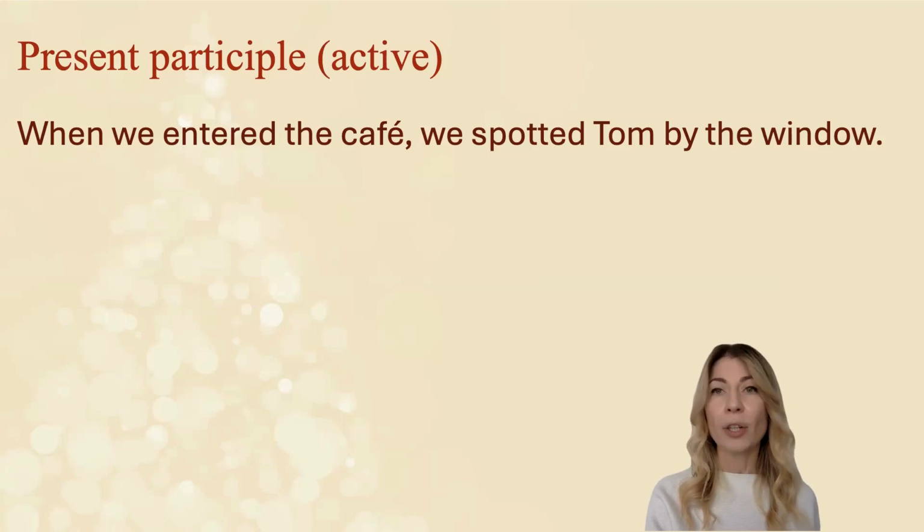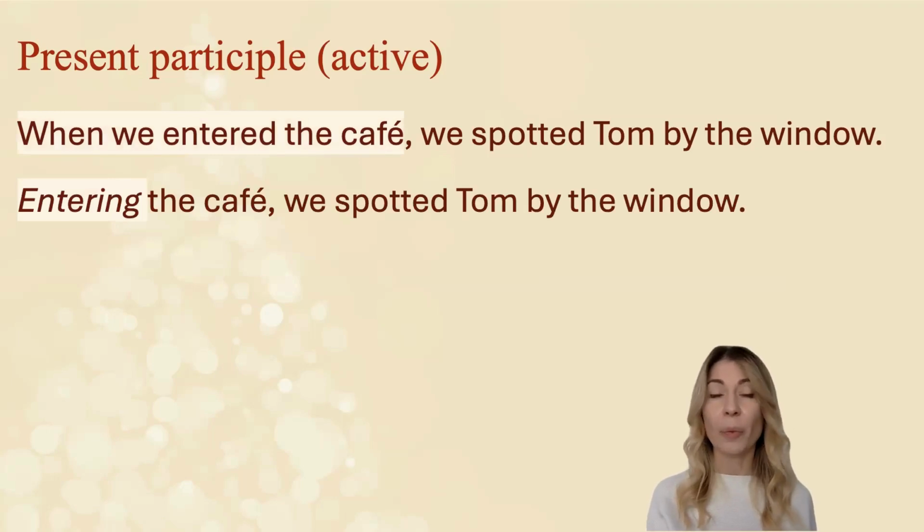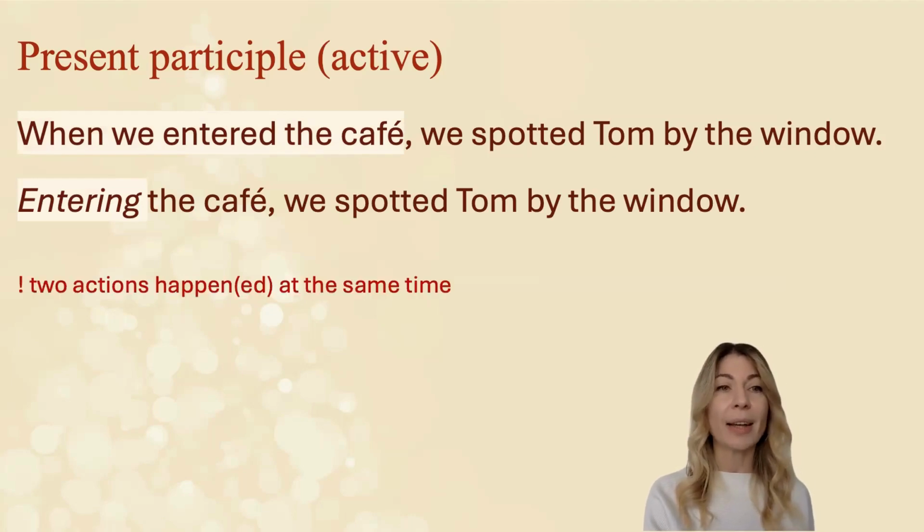So these two actions happened at the same time. Instead of using this dependent clause, when we entered the cafe, we can simply say, entering the cafe, we spotted Tom by the window. This is the present participle active, and you can see that two actions happened at the same time. This is quite essential. So just keep in mind, if two actions are happening or will happen or happened or usually happen at the same time, we should use the present participle.